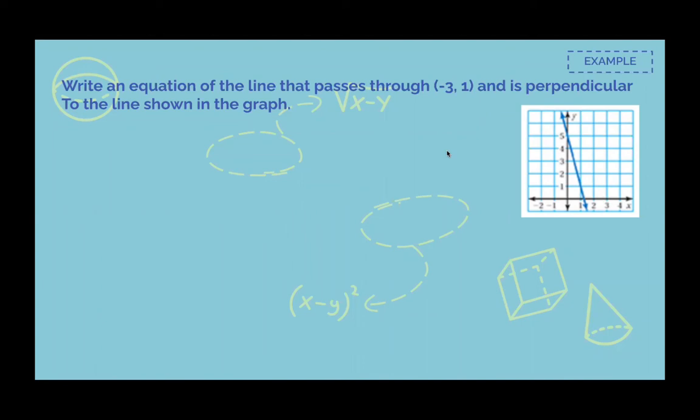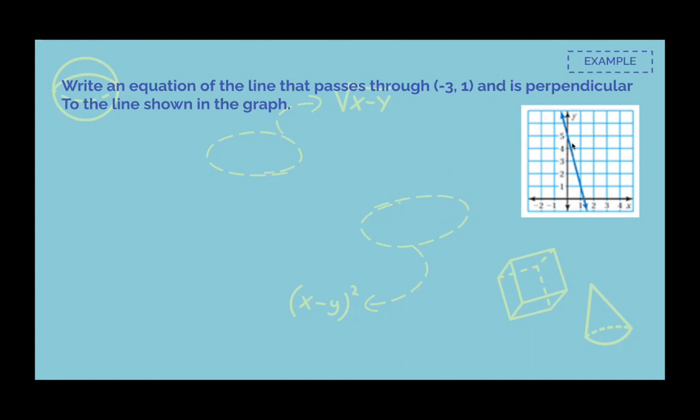We have: write an equation of the line that passes through (-3, 1) and is perpendicular to the line shown in the graph. Now we're going to do the same exact process as we've been doing for parallel lines, except for perpendicular lines, we know that the slope is going to be the negative opposite reciprocal. So rather than taking the same slope as our other line, we're going to switch the sign and also flip the numbers.